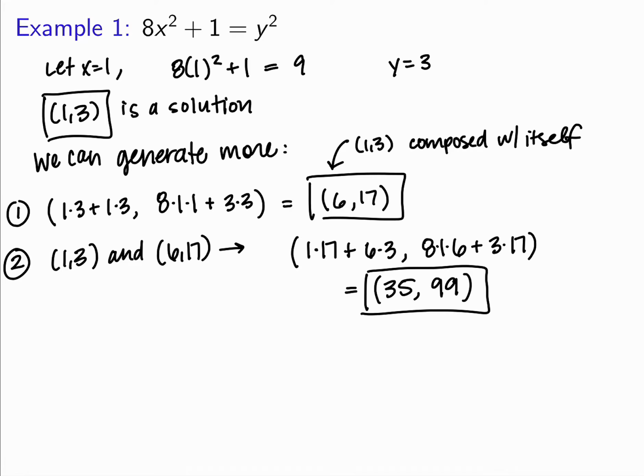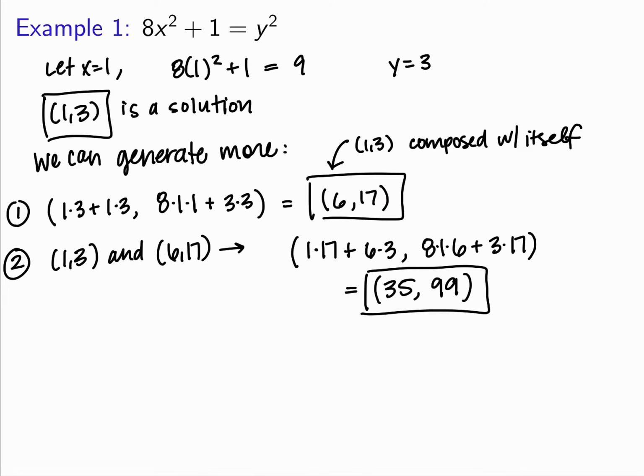I could keep doing this. I could compose 6, 17 with itself and find another solution. I could compose these 2 together now. I could do the 1, 3 and the 35, 99. I could compose this with itself. But I can keep finding more solutions using this composition method.